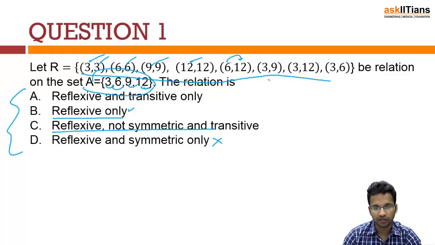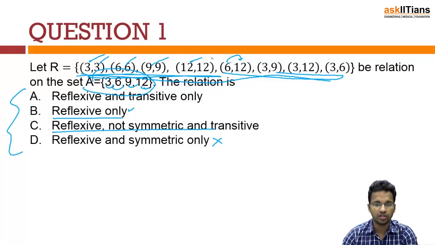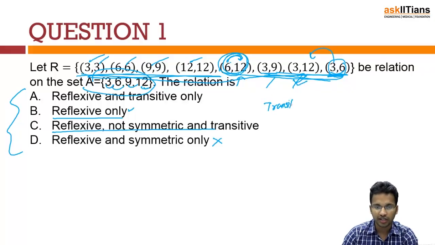Okay, let's check for the transitive. For transitive, obviously we'll look at these elements, because the self pairs are not required in the transitive part. 6, 12 is there, and 12 is not related to any other element, so no problem till now. 3, 9 is there, 9 is not related to any other, again it's fine. Then 3, 12, 12 is again not related, again fine. 3, 6. Now note here that 3 was related to 6, but 6 was also related to 12. It means 3 should be related to 12, which is there. So it is transitive. Symmetric wise not symmetric, but transitive. So we can say it's reflexive and transitive only.